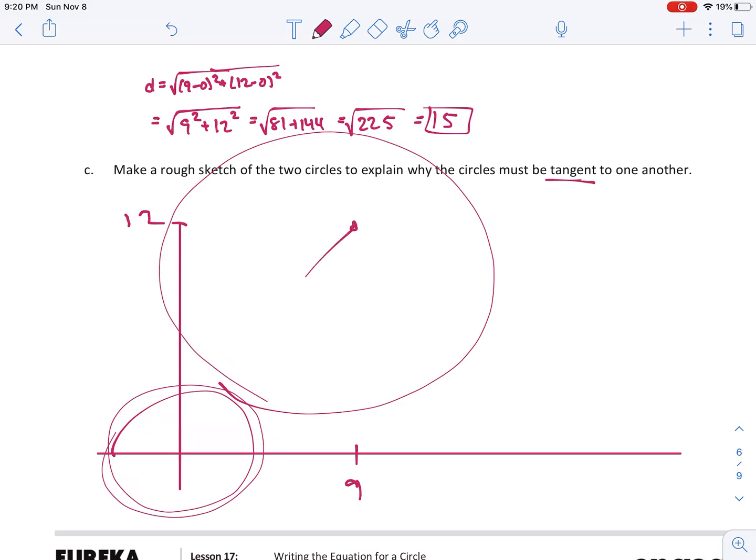So the reason they have to be tangent is we've said that the distance between the centers is 15, which is just big enough if this radius is 10 and this radius is 5. Because the sum of the radii is the distance between the centers, they will just barely touch without crossing.